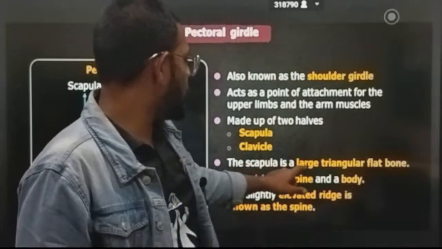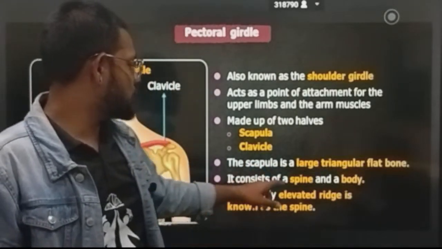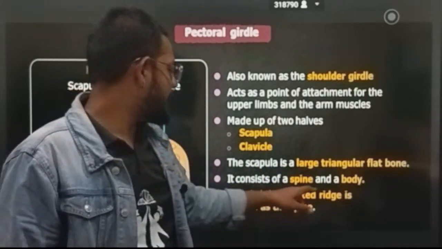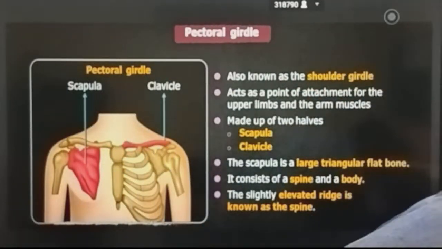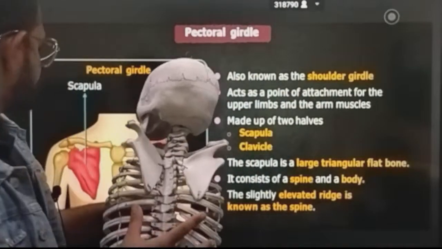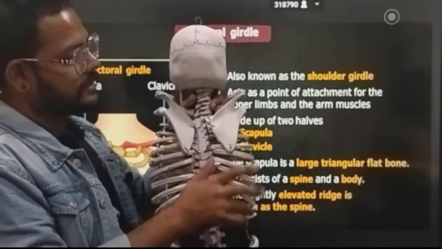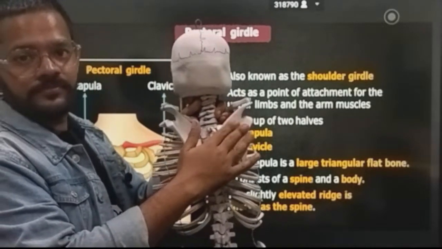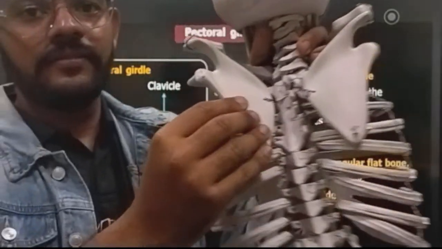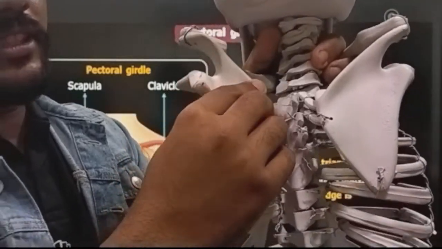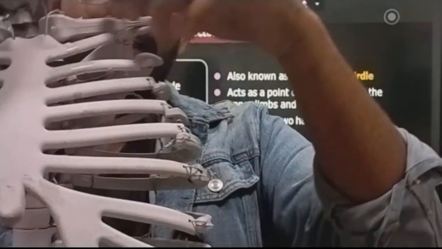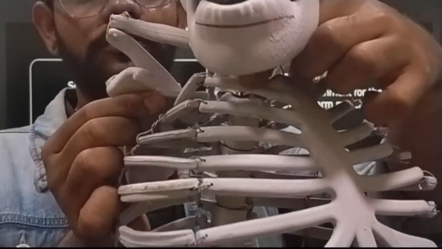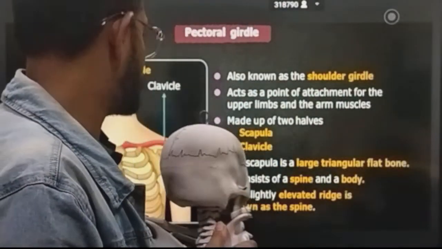The scapula is a large triangular flat bone. It consists of a spine and a body. The slightly elevated ridge is known as the spine. You can see here, this is the scapula. This bone is the scapula and this bone is your clavicle, the collar bone, which we also call the beauty bone.